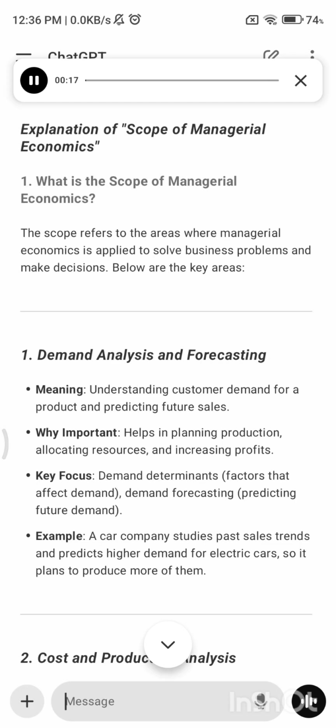1. Demand analysis and forecasting, meaning understanding customer demand for a product and predicting future sales. Why important? Helps in planning production, allocating resources, and increasing profits. Key focus, demand determinants, factors that affect demand. Demand forecasting, predicting future demand. Example, a car company studies past sales trends and predicts higher demand for electric cars, so it plans to produce more of them.